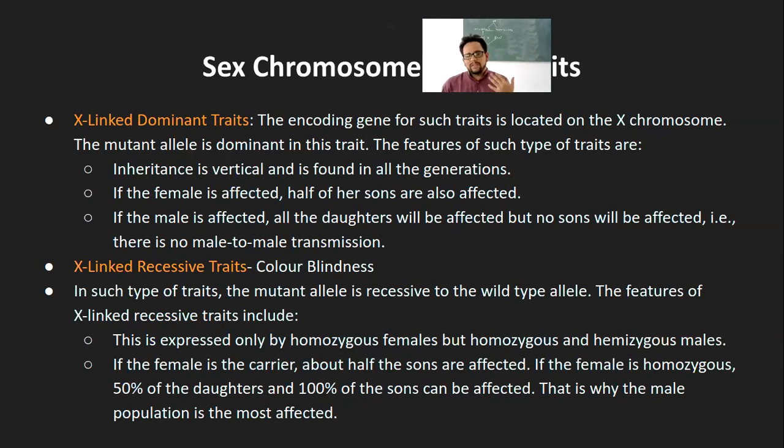The features of these X-linked dominant traits are that inheritance is vertical and it's found in all generations. Now, if it is an X-linked and dominant trait, whether it is a male or a female, both of them have an X chromosome. On top of this, the trait is dominant.